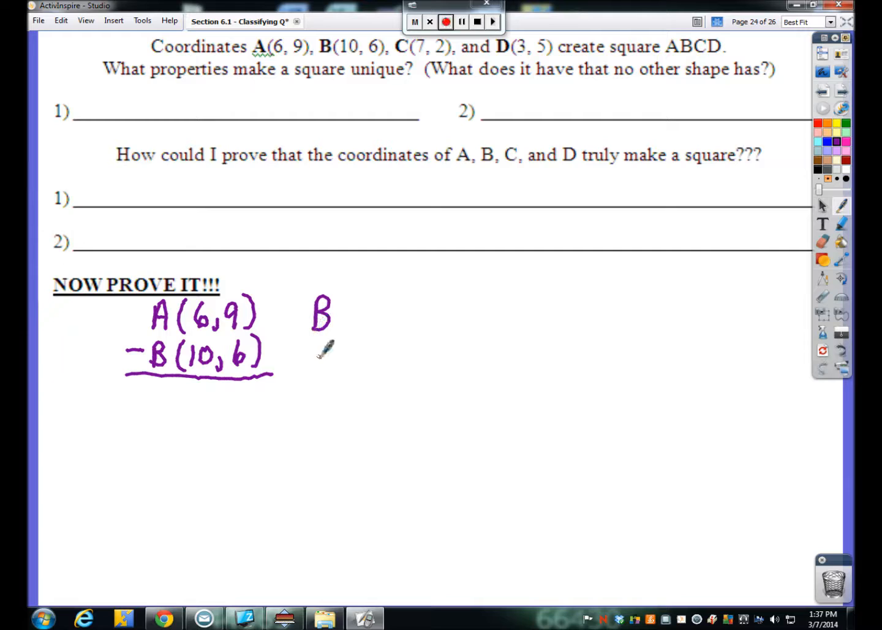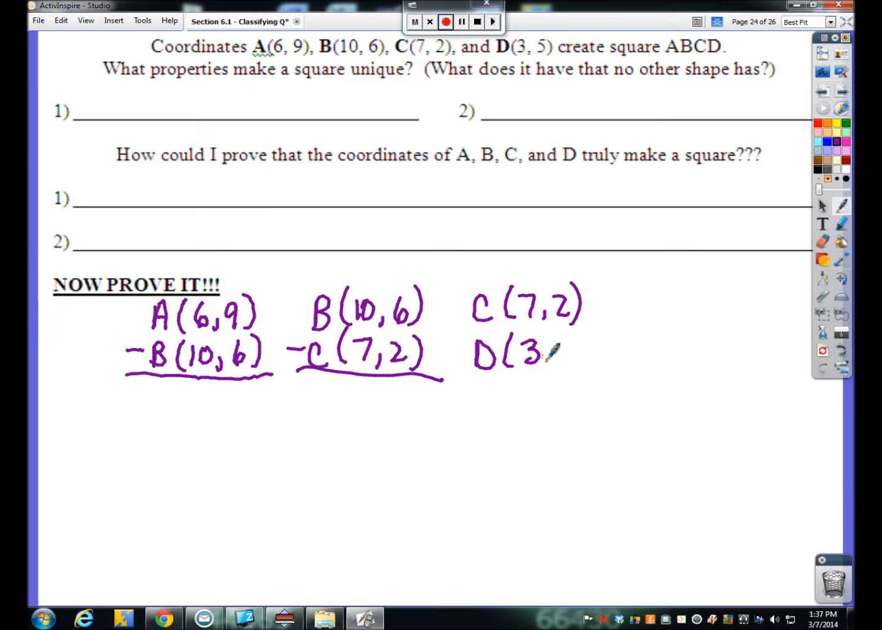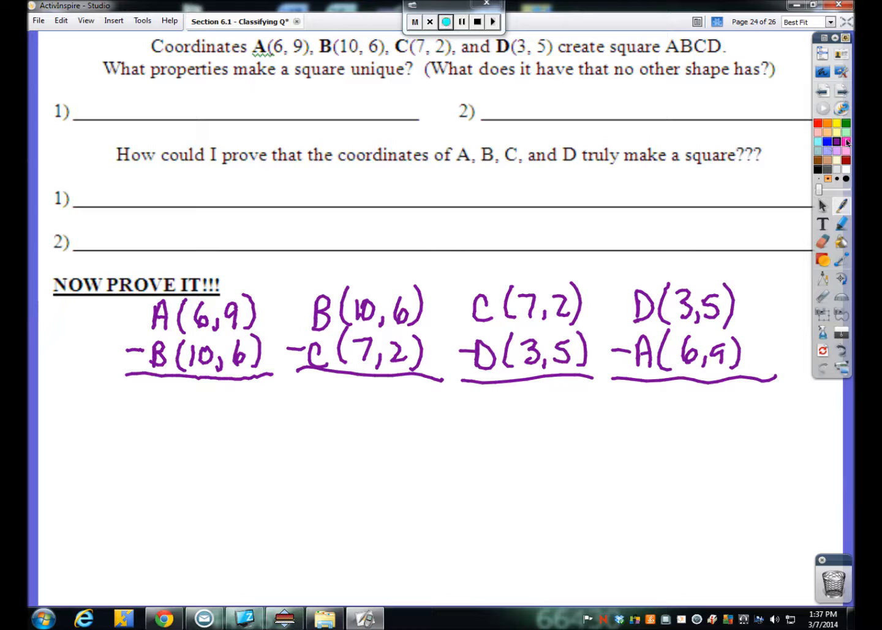And then B and C are connected, and so I'm going to set that up to subtract. And then C with D are connected. And then last but not least, D is going to connect back over to A. All right, so now let me do all my subtracting here.